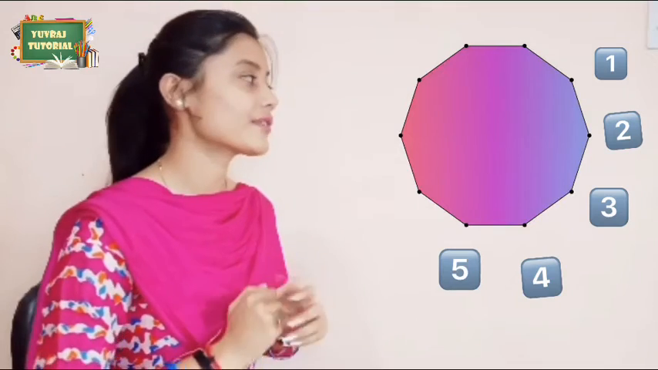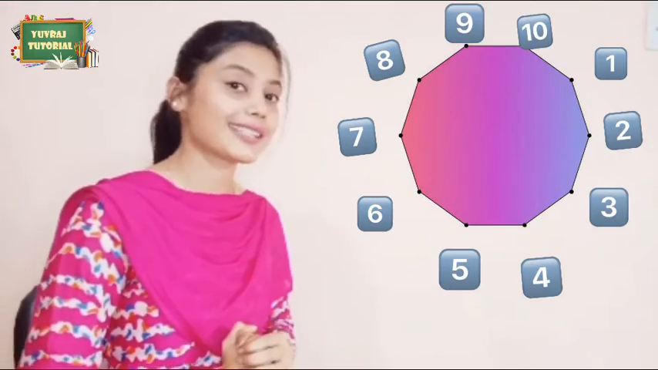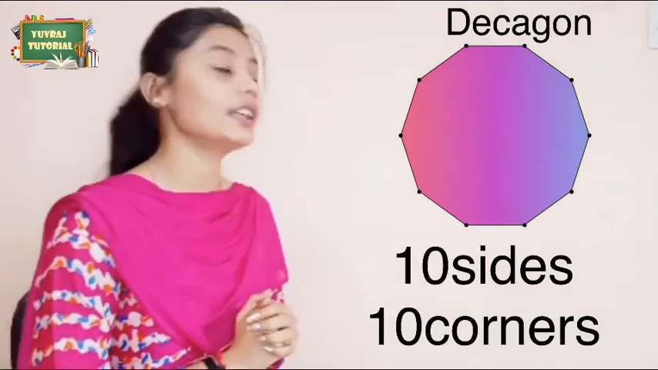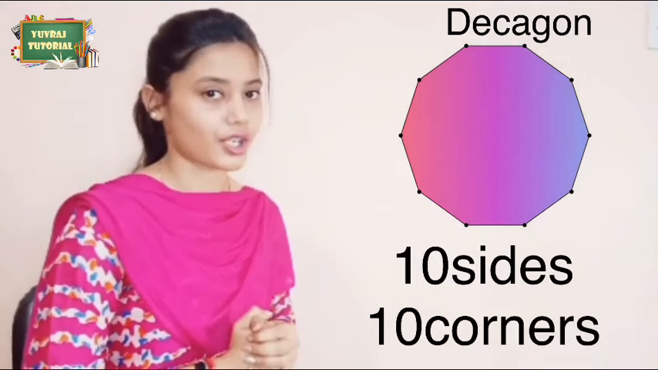Now this shape. Now let's count the sides and corners of this shape and find it out. What's the name of this shape? 1, 2, 3, 4, 5, 6, 7, 8, 9 and 10. 10 sides and 10 corners. This is called Decagon. Now let's look at the objects with Decagon shapes.